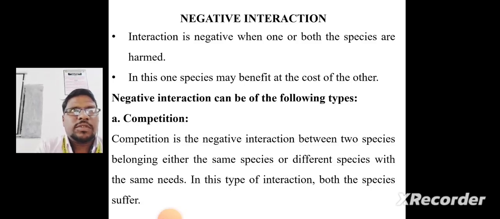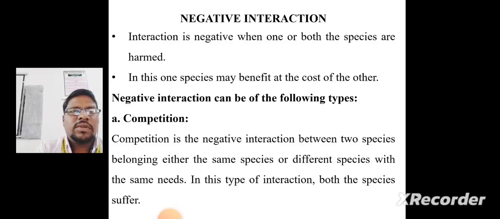These are what we discussed about the positive interaction. Now we are going to discuss the negative interaction. A negative interaction occurs when one or both species are harmed. In this, one species may benefit at the cost of the other. The negative interactions are the following. Competition.